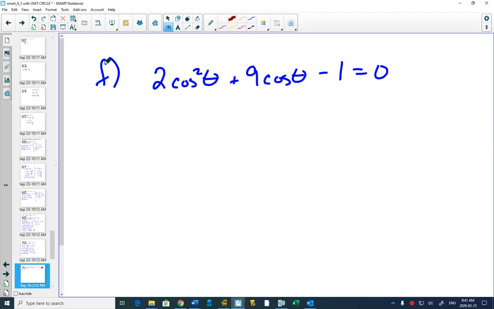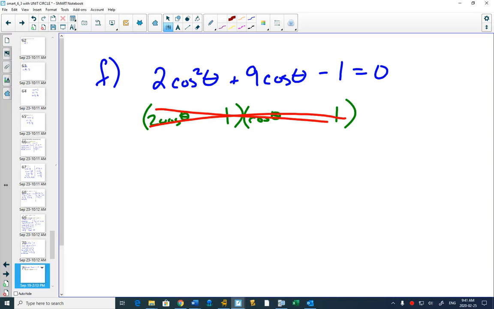Okay. So, to start off on this one, if you tried to factor, it should be 2 cos and cos, right? That would be the only possibility there. And 1 and 1. Do my outside and inside make 9 ever? No. So this can't be factored. What do you do when you can't factor a quadratic equation?